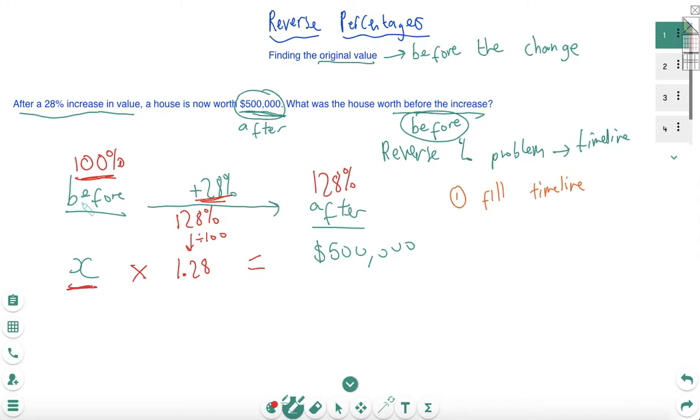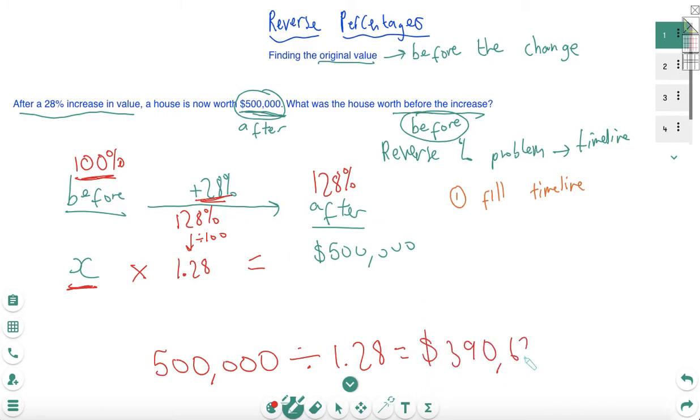So how do we find this unknown? Well, we do the opposite. The opposite of multiplying is dividing, so we'll do 500,000 divided by 1.28, and that should give us our unknown. Let's check. And our answer is 390,625. So x is 390,625, and this is our before price. That's our answer.